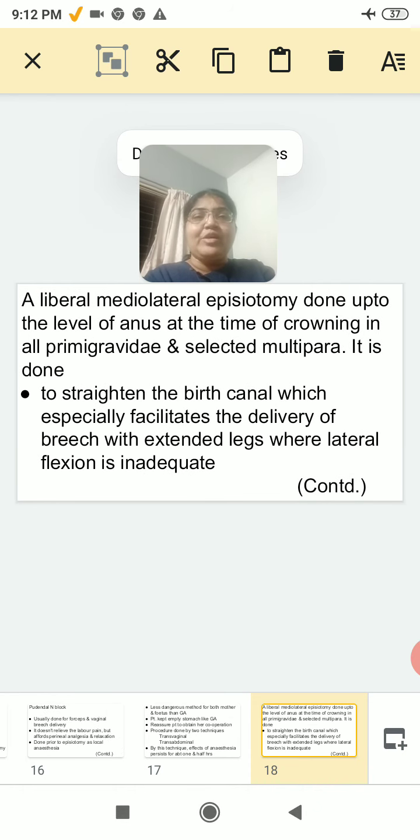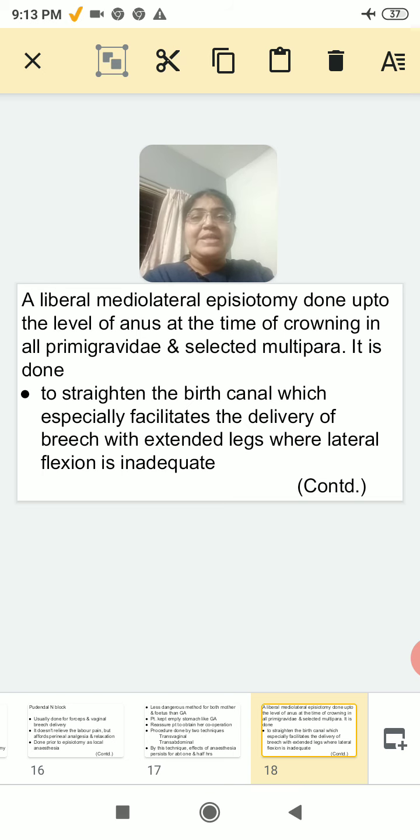After the pudendal nerve block, a liberal mediolateral episiotomy is done up to the level of the anus at the time of crowning in all primigravida and selected multipara. So the episiotomy incision is extended up to the level of the anus and it is done at the crowning in primigravida and multipara. Now you know what is crowning, so I am again not going into its detail.